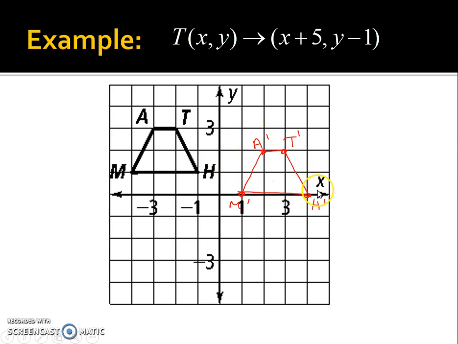You have MATH, just put an apostrophe, that means new shape, with an apostrophe next to each one. So please do that on your paper. Just go 5 to the right, 1 down. Always do X and then the Y.